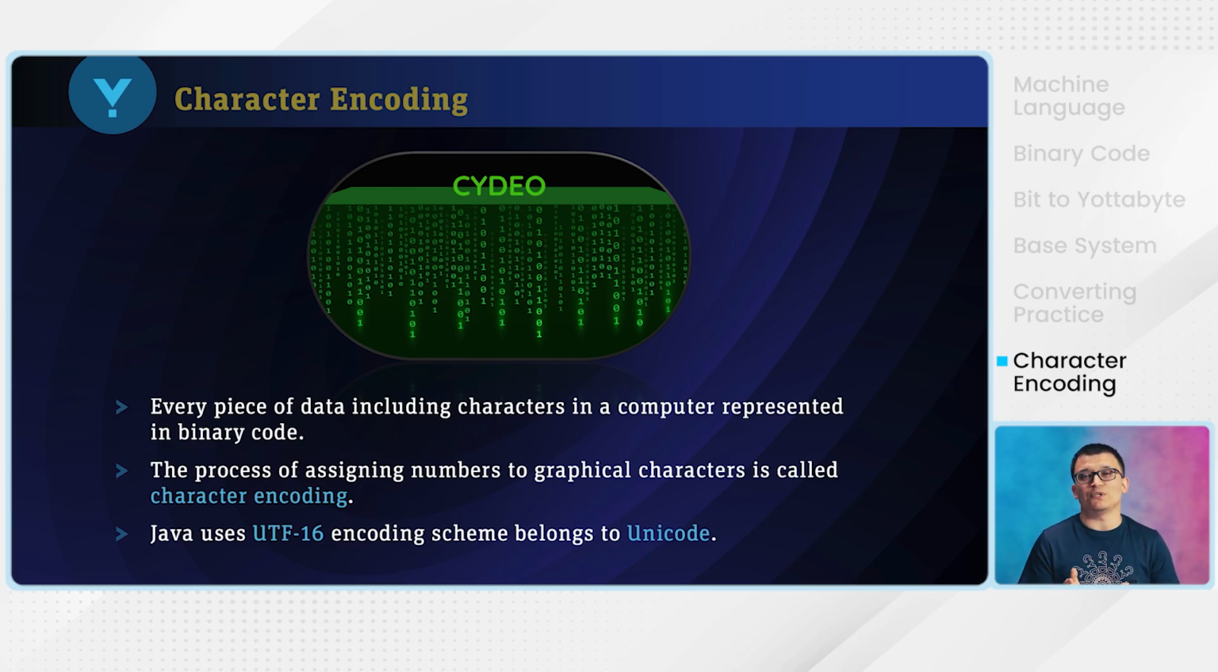Okay? Every piece of data, including special characters or any other characters, every piece of data in the computer is represented in binary codes. Okay? Doesn't matter what character it is, it has to be represented in binary codes in order for the computer to understand. And this character encoding is the method of assigning a unique numerical value to each character in the character set. Okay? So this method basically allows the computer to store, transmit, and manipulate the textual data.